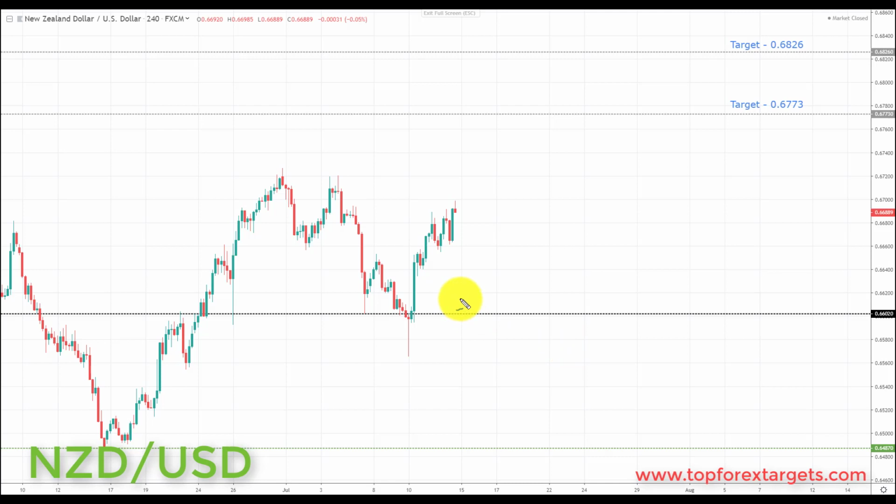Now last week we were looking for further advances to the upside and we highlighted the 0.6602 for you guys to look for a potential reversal to the upside.